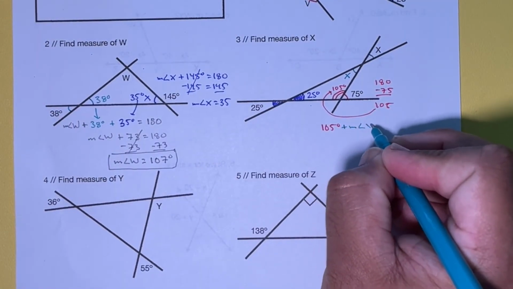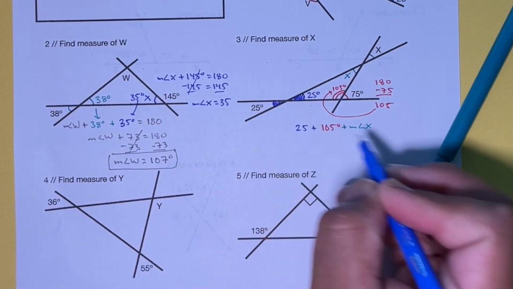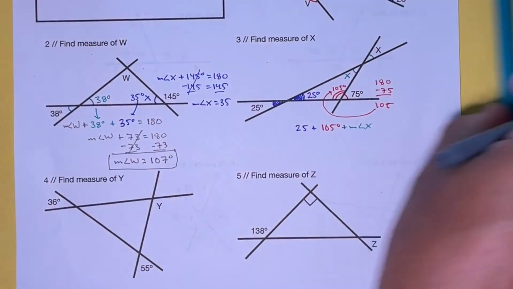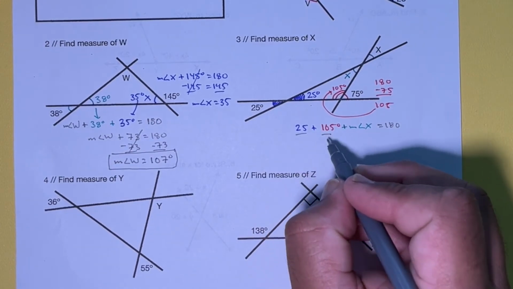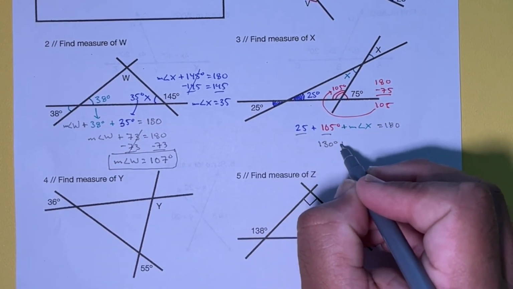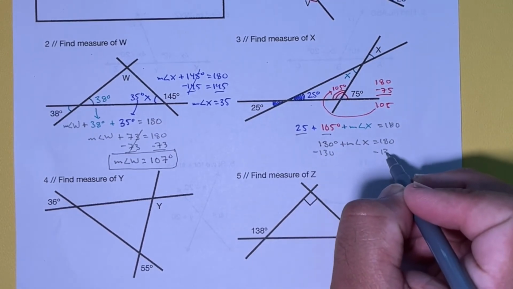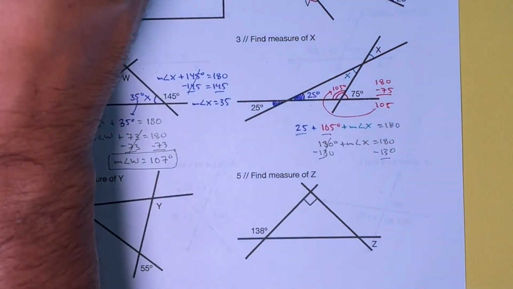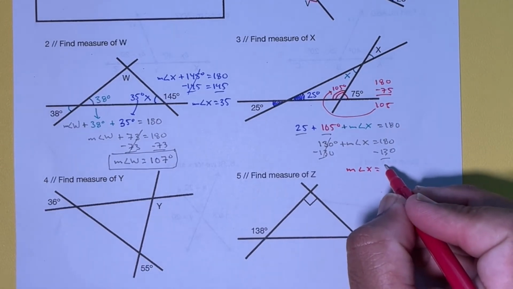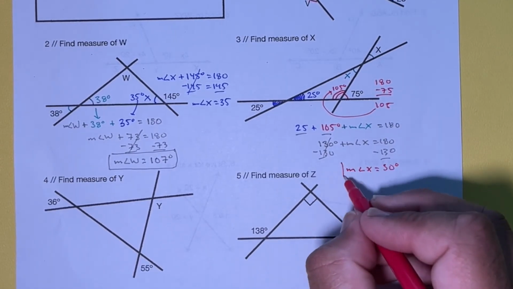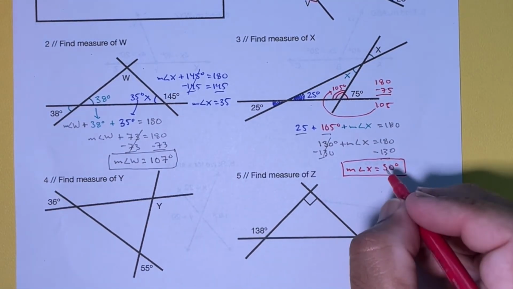So I take 105 plus the measure of angle X from the top plus that 25 degrees. The whole thing equals 180 degrees. So combining like terms, I get 130 plus measure of angle X equals 180. Subtract 130, and I get measure of angle X equals 50 degrees. All right, 50.